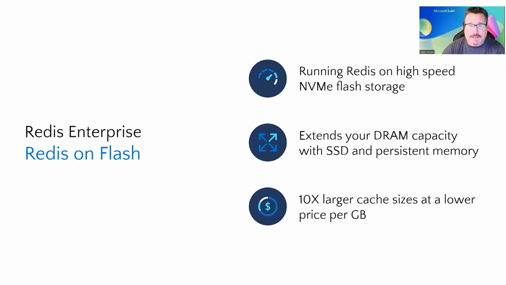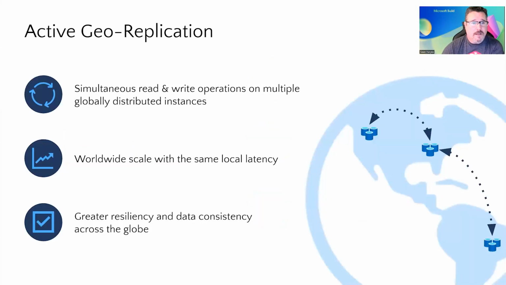really, really large caches. Now, active geo-replication is something that a lot of customers are very excited about. We do simultaneous read and write operations across clusters in an eventually consistent mode where the last write always wins. We can achieve worldwide scale using local latency. So this is a great thing for end users.